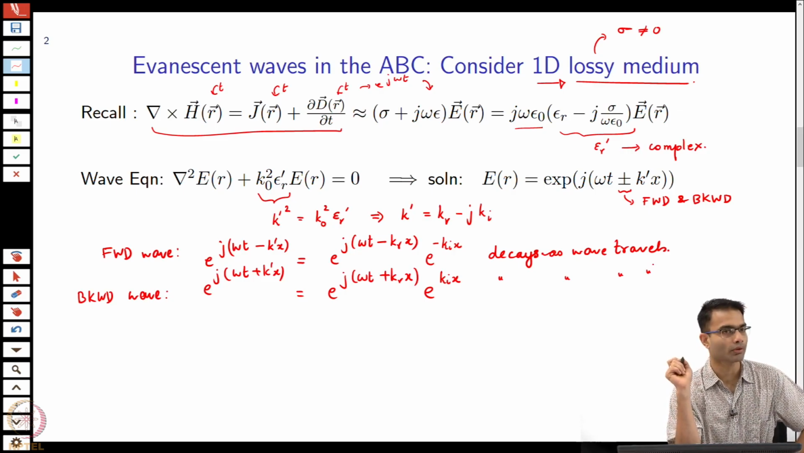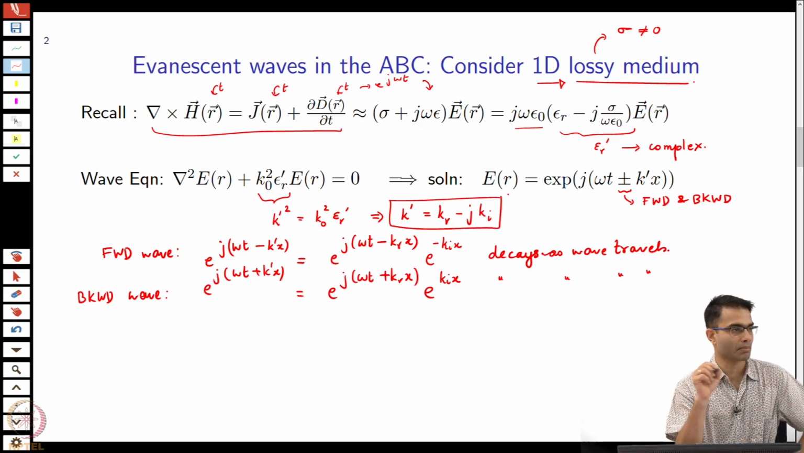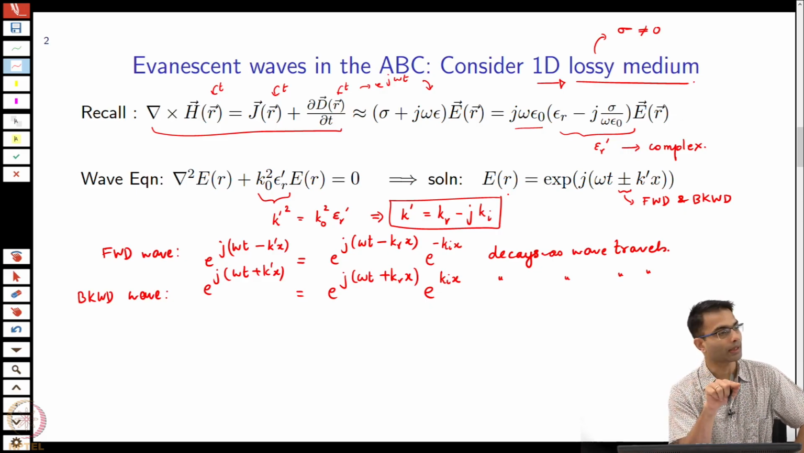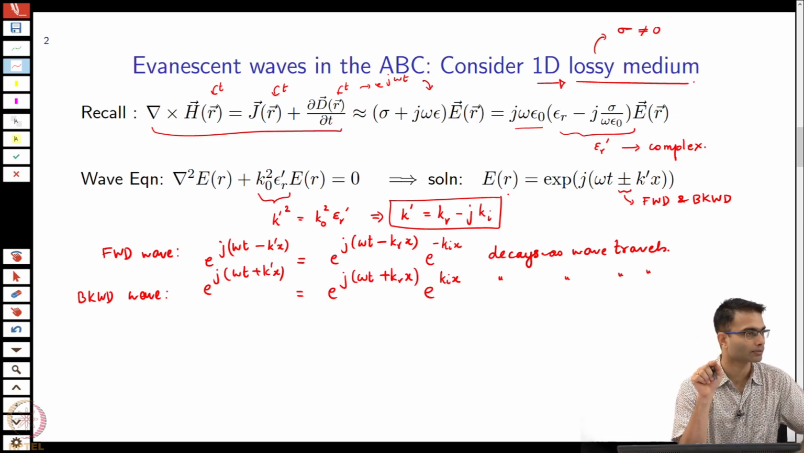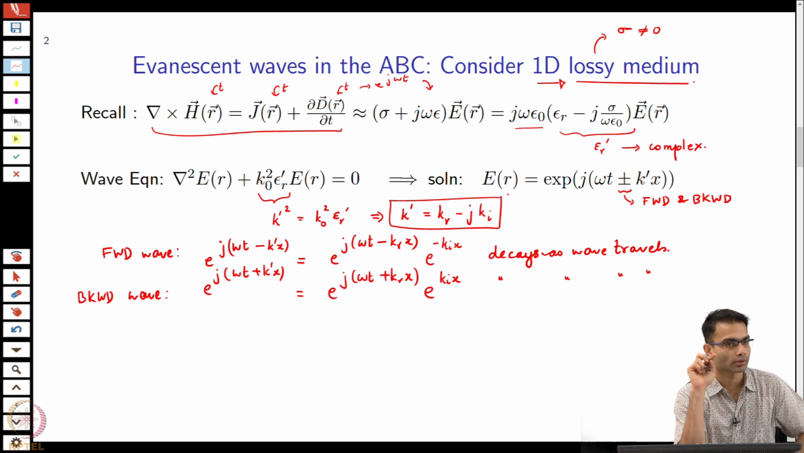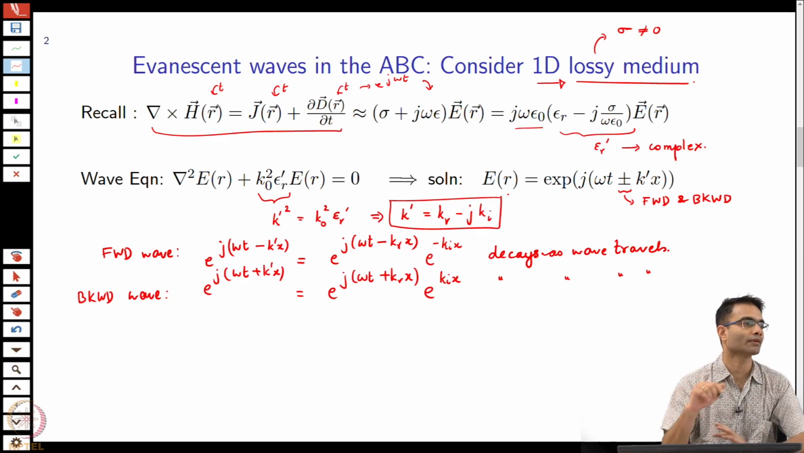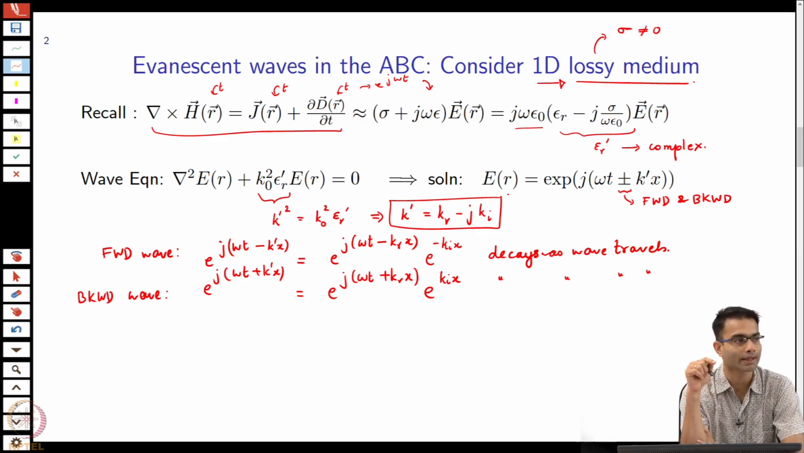One quick thing I want to point out is that this k prime, which I have written as k r minus j k i, both k r and k i will turn out to be positive numbers. Okay. If I had the opposite sign convention for time, if I had e to the minus j omega t, you would get a plus sign over here, because your time convention does not change the physics of the problem, but the wave will decay. Okay. So, some places, as I mentioned before, will have an e to the minus j omega t convention. In that case, the effective permittivity will have a positive imaginary part.